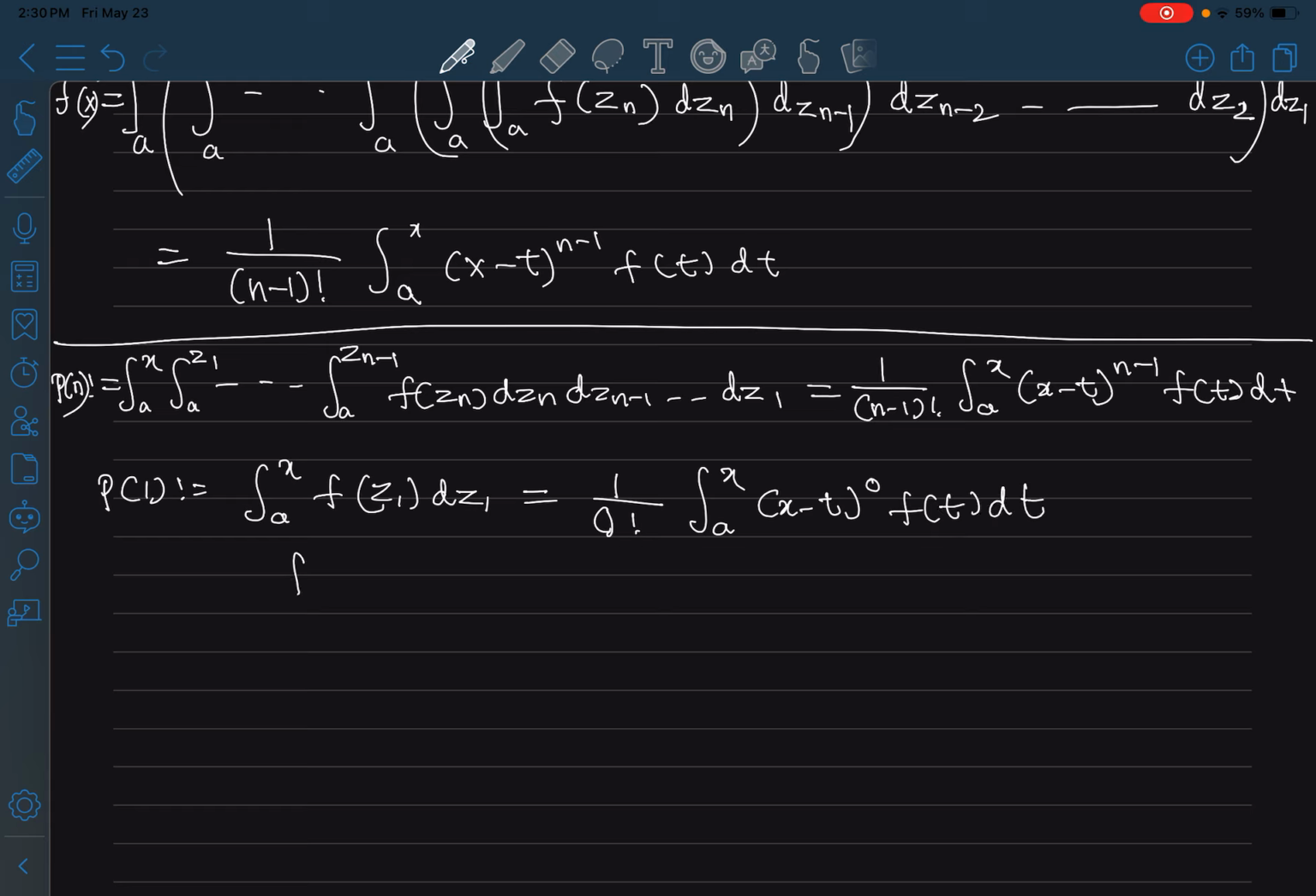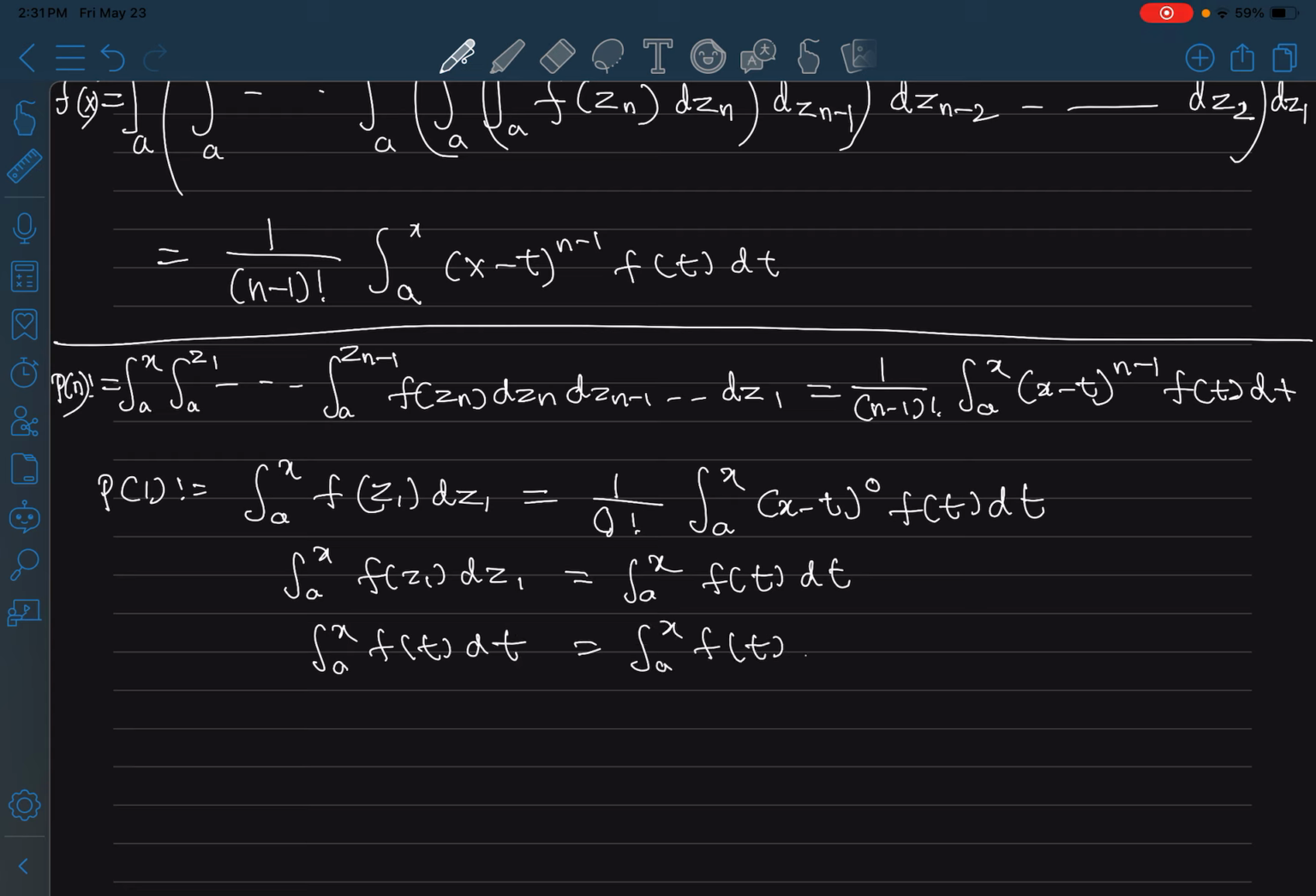So our LHS is a to x, f of g of 1 dz1, and the RHS: 0 factorial is 1, a to x, x minus t to the power 0 is just 1, and f of t dt. Also in the left hand side, I can actually write this g1 as anything, right? Because that's just a dummy variable. So I can say that this is just f of t dt. And that's how we can see that both sides are actually the same, right? So P of 1 is proved.